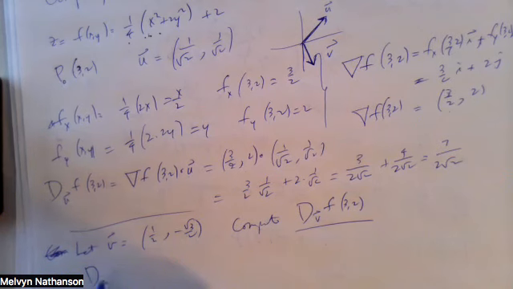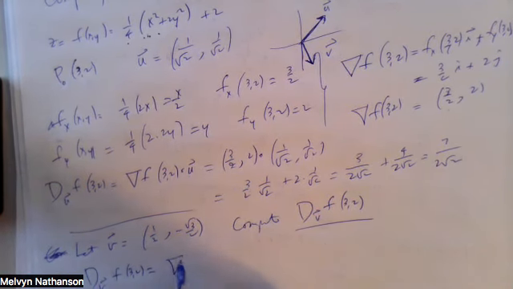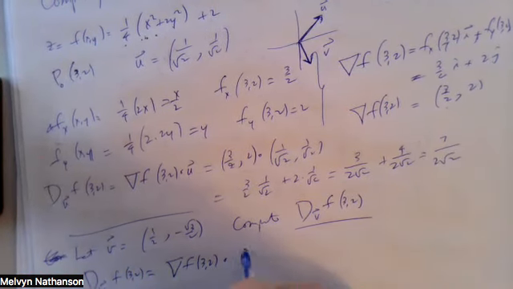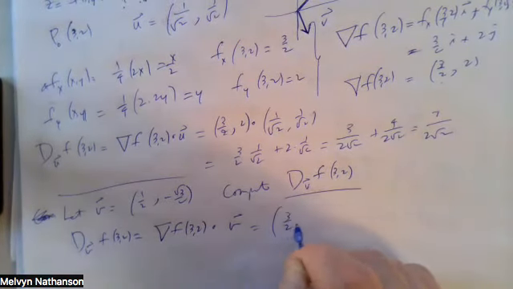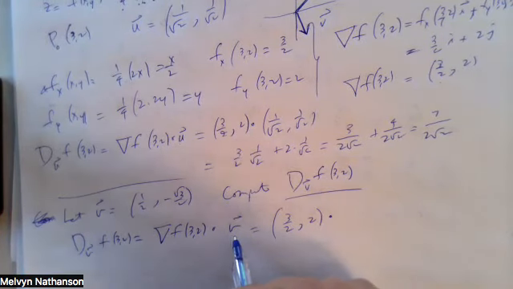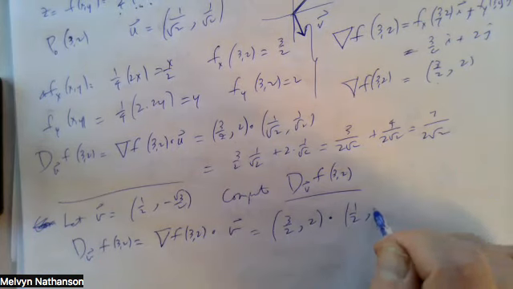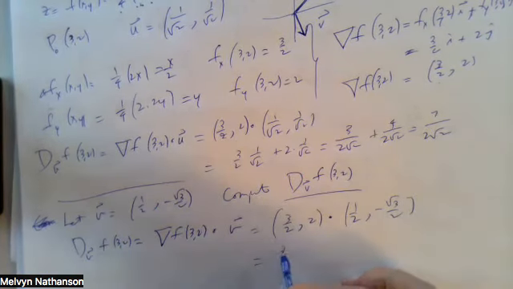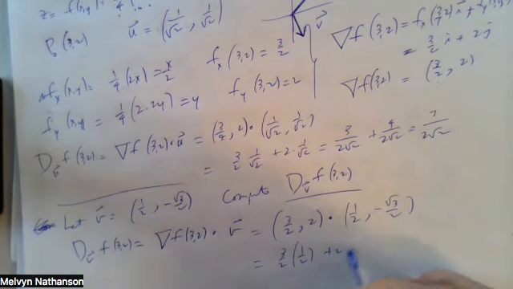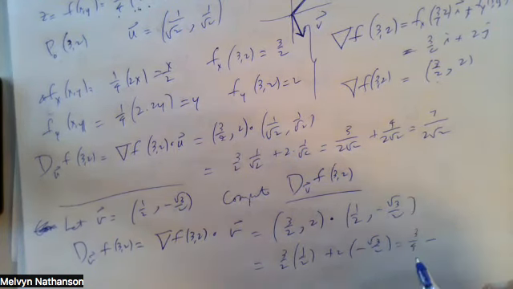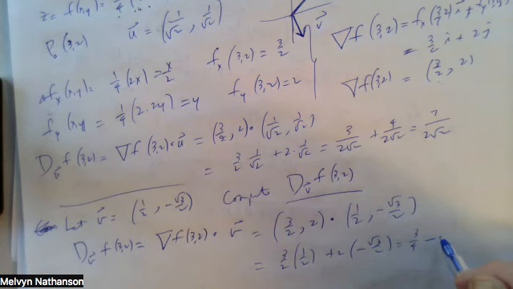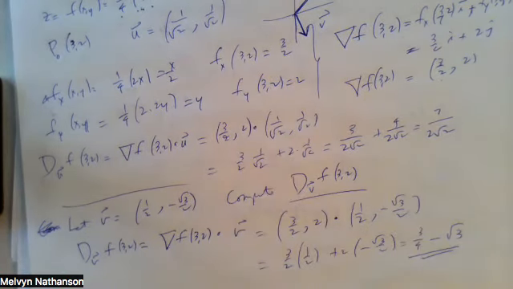Well, the directional derivative in the direction v of f at (3, 2) is the gradient of f at (3, 2) dot product with the vector v. We already computed the gradient. The gradient is (3/2, 2), and the vector v is (a half, minus root 3 over 2). So this is 3/2 times a half plus 2 times minus root 3 over 2. So that's 3/4 minus root 3. Whatever that turns out to be if you write it as a decimal.